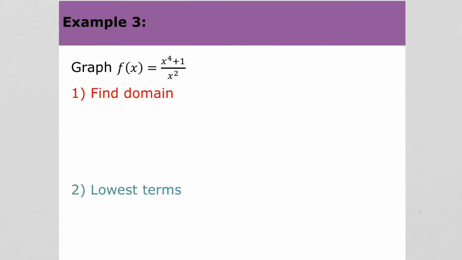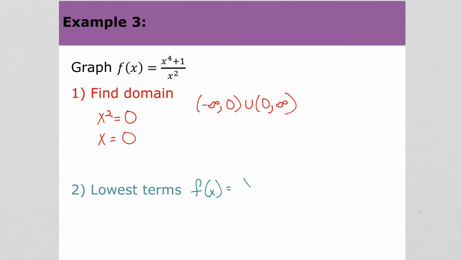Okay. Let's look at yet another example. I know you might be getting tired of this, but the more we look at, the better. I will speed up a little bit, though. Take the bottom to find the domain. Set it equal to 0. X is 0. So we cannot have 0 on the bottom. Negative infinity to 0 unioned with 0 to infinity will be our domain. This one is already in lowest terms because the top cannot be factored because of that plus 1.